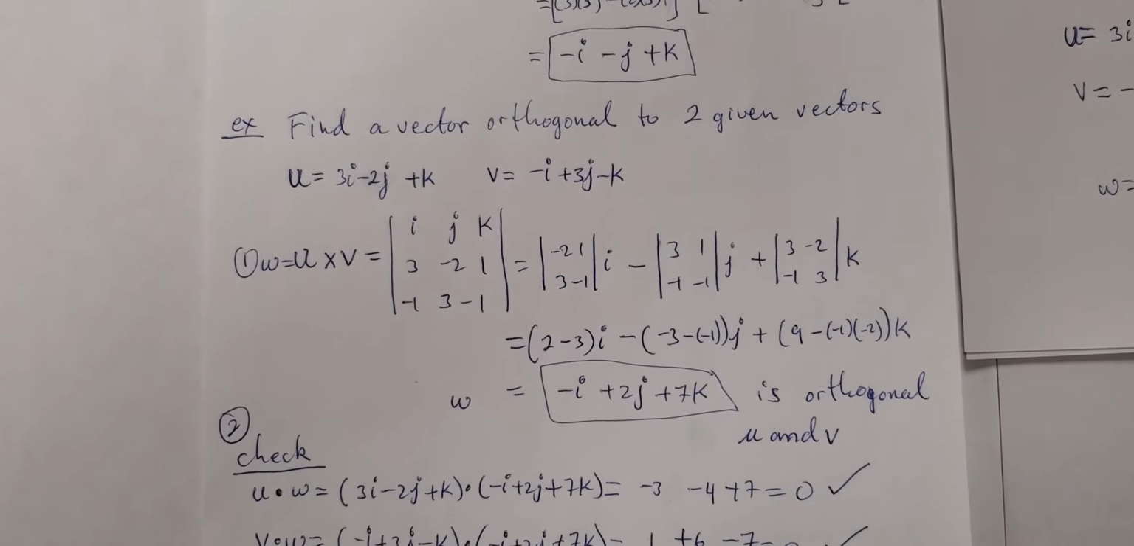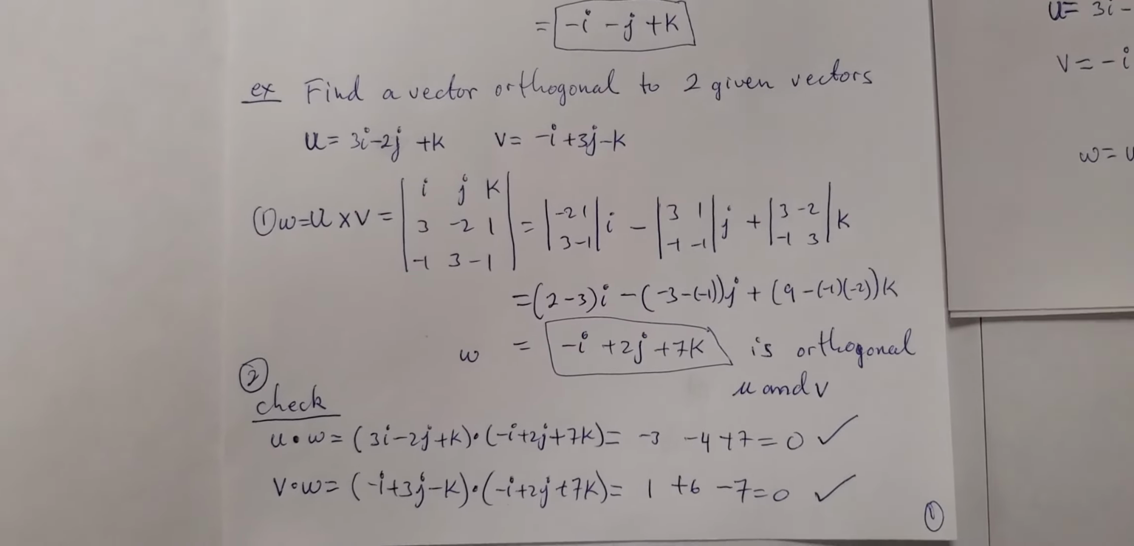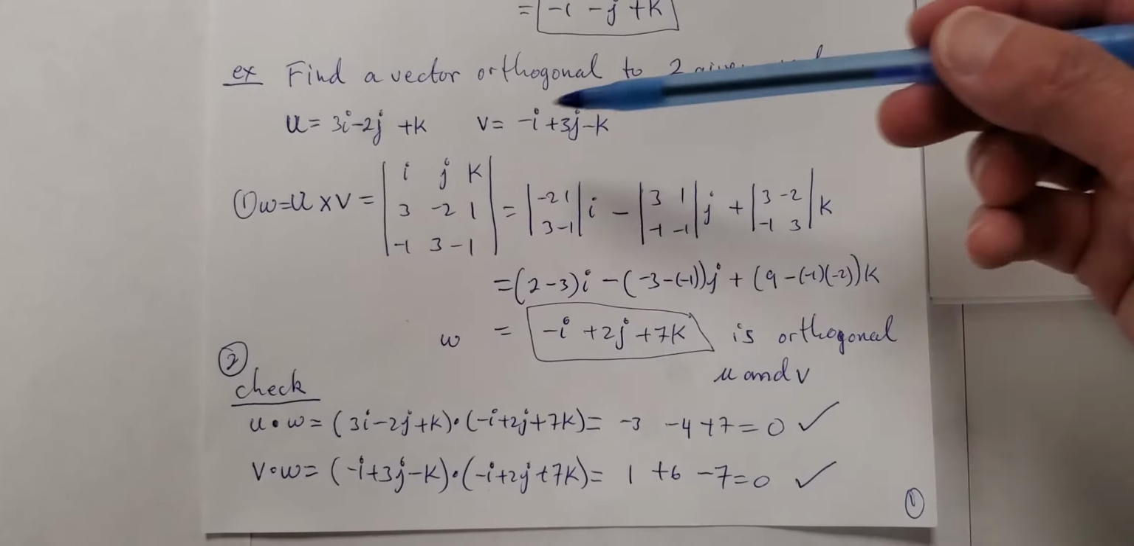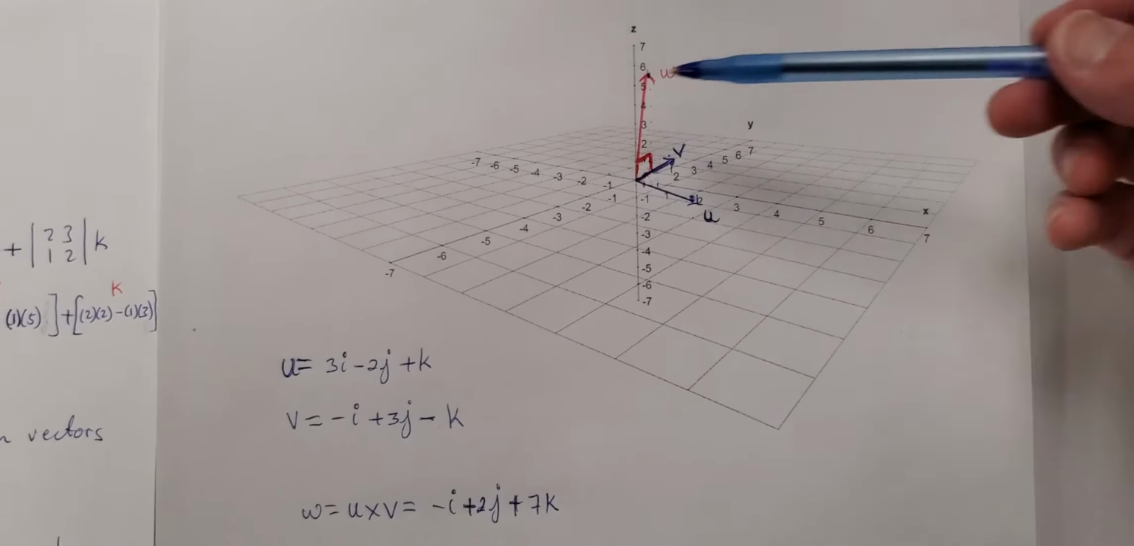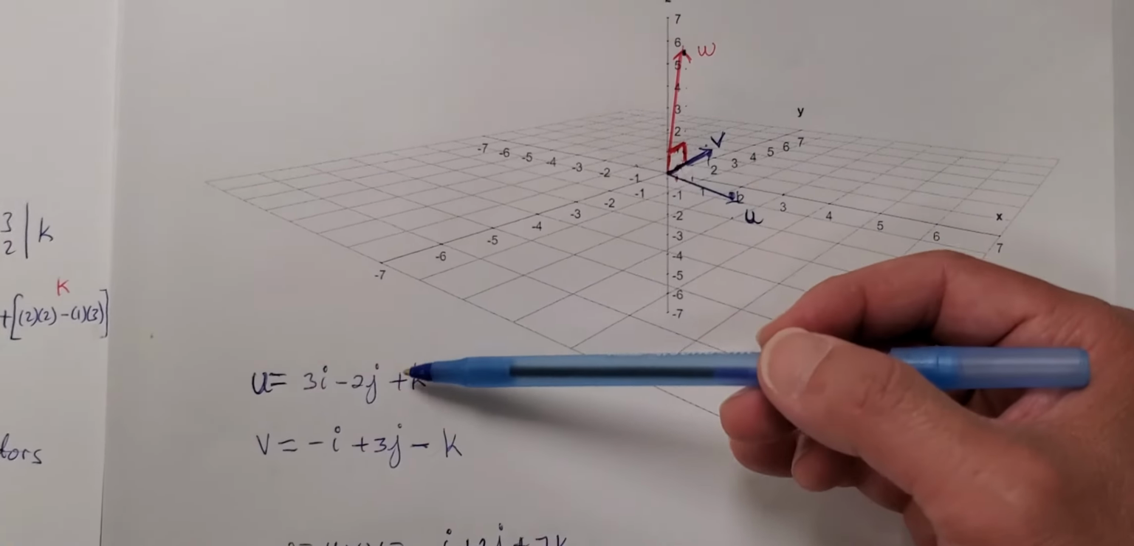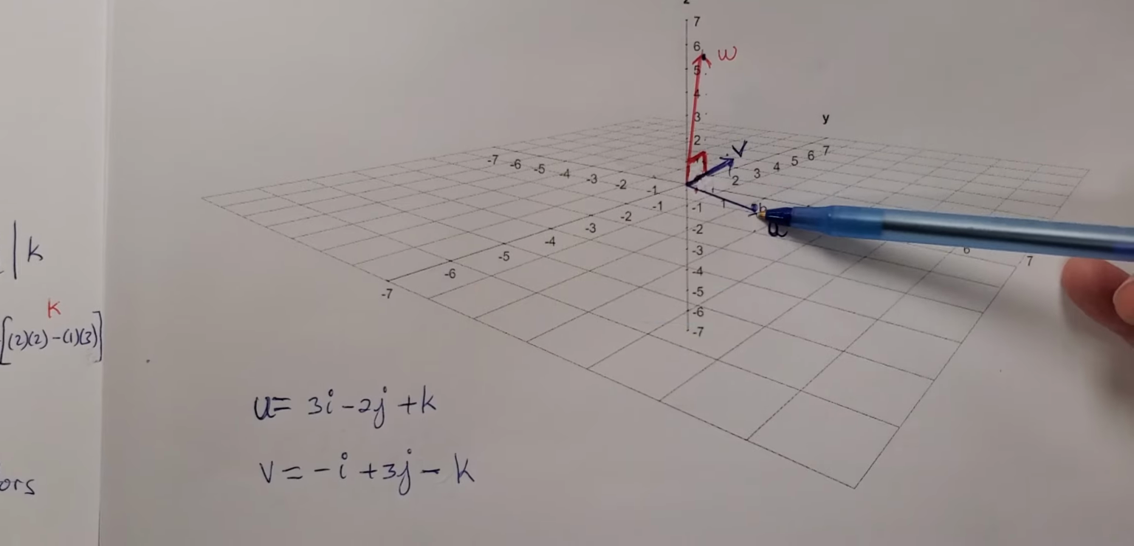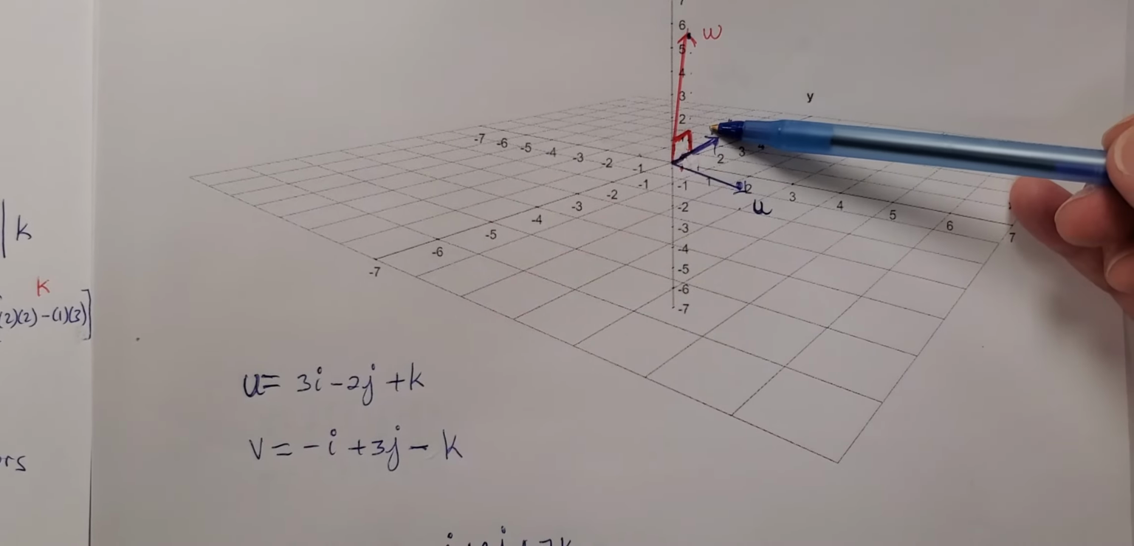So how does that look on the graph? This example is this graph right here. Here's U, here, and here's V, here.